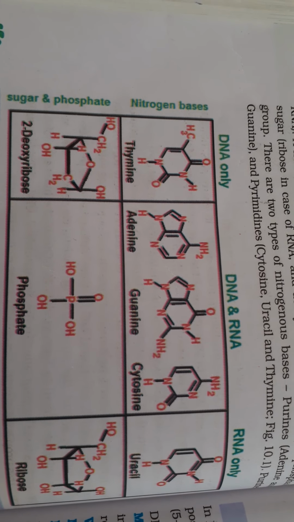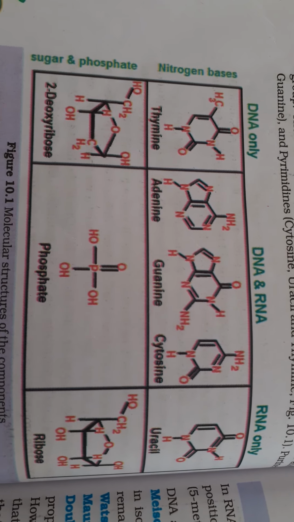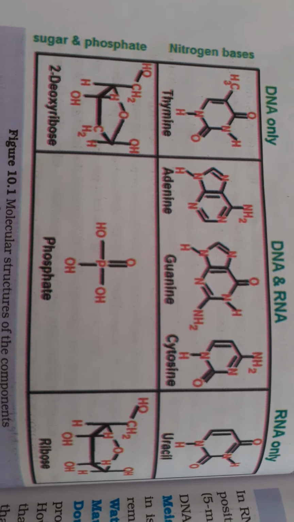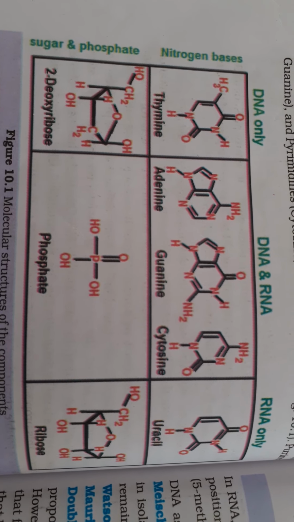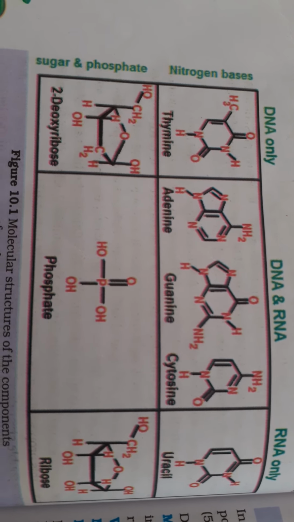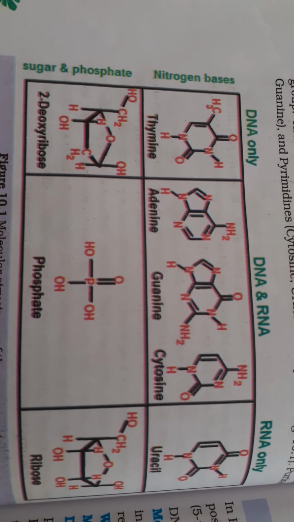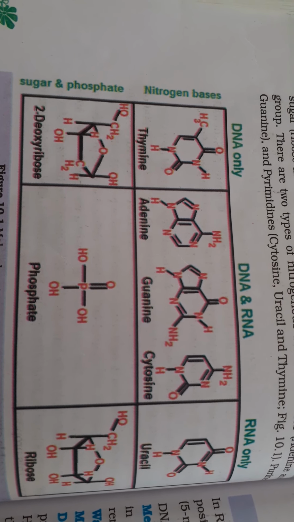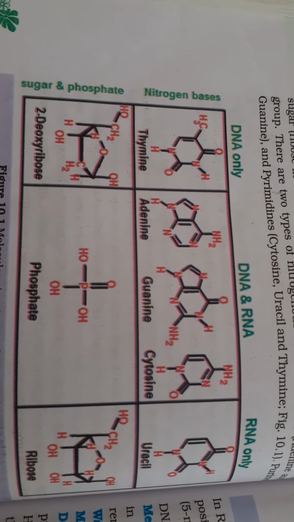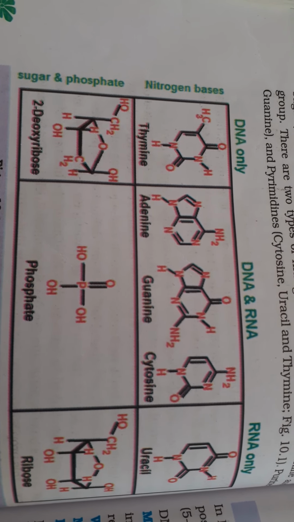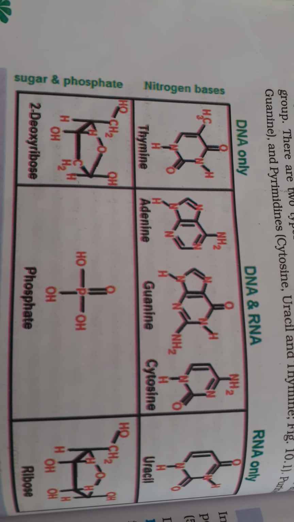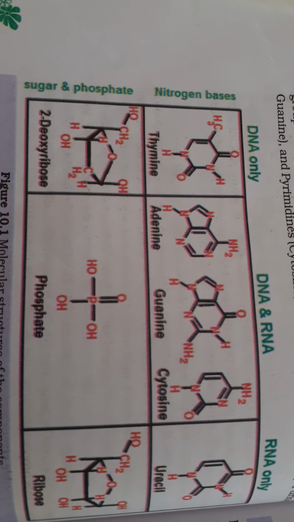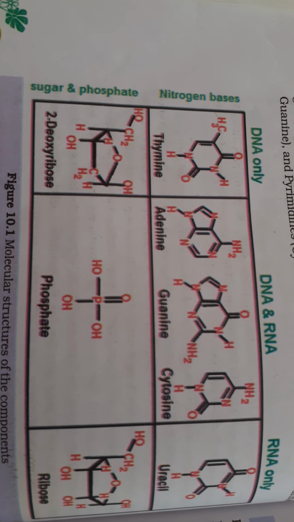Good morning students. Let us study today's intermediate second year topic, the DNA structure continuation. In the previous class we have seen the different structures of the nitrogen bases which are present in the DNA. So can you see the different nitrogen bases? Thymine, adenine, guanine, cytosine. In case of RNA, uracil is present in the place of thymine. So thymine is replaced with the uracil in the RNA structure, whereas in the DNA structure you will find the thymine.